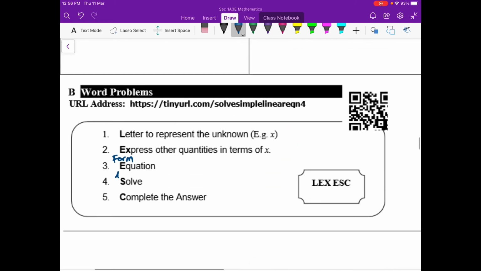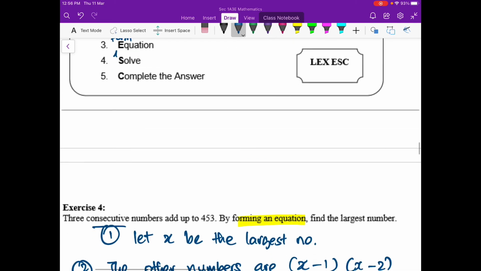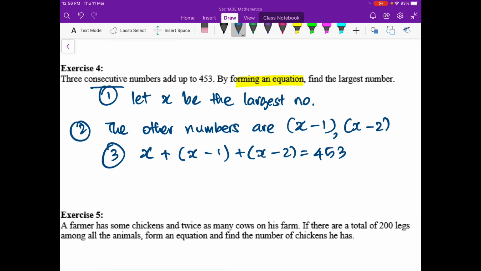Okay, let's take a look at step 4. It says solve. Okay, solve for x. Well, we have 3x minus 3 equals to 453. Alright? Then it becomes an algebra already. We are trained to be able to solve this type of question.